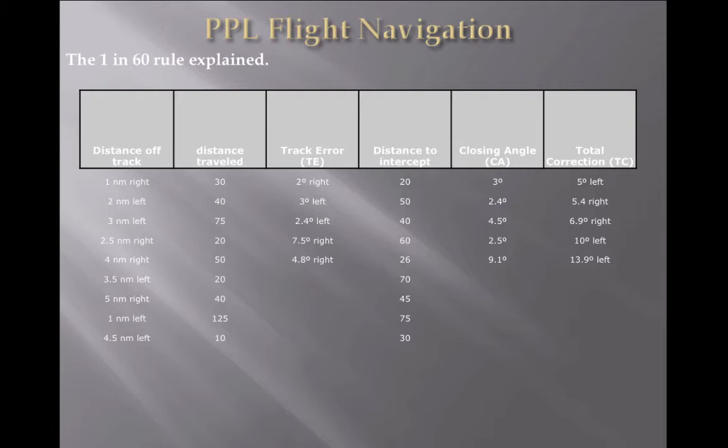So, you work through the next couple, and then I'll fill in the blanks. So 3.5 degrees, 3.5 nautical miles to the left, distance off over distance travelled will give us our track error. And then all we need is the distance off, distance to intercept, will give us our closing angle. Add the two together and you get the total correction. Within a 2-point margin either side. What did you get?